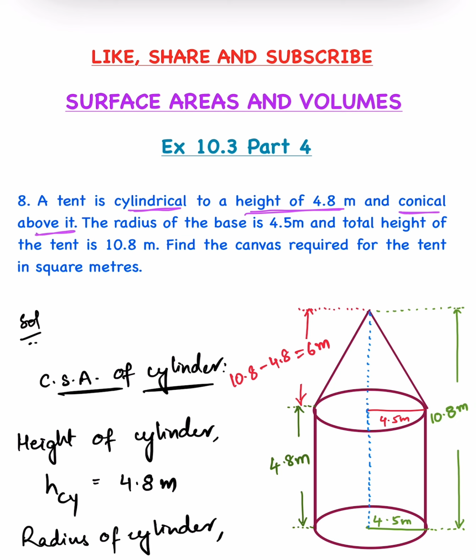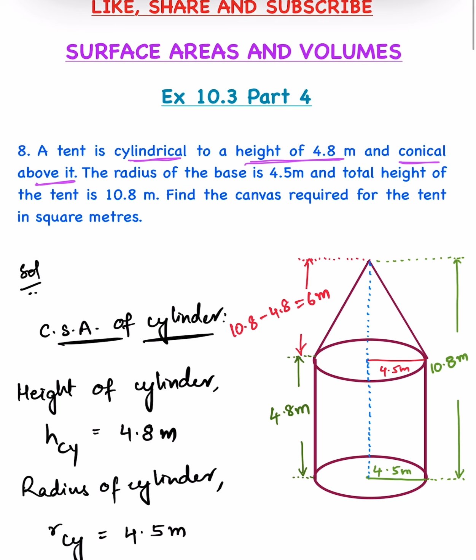That means we have to imagine a cylinder and a cone on the top of it. So up to a height of 4.8 meters it is cylindrical. So the height of the cylinder is 4.8 meters and it is conical above it. That means there is a cone on the top of the cylinder. So that is the total tent.